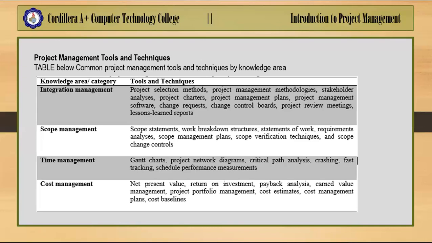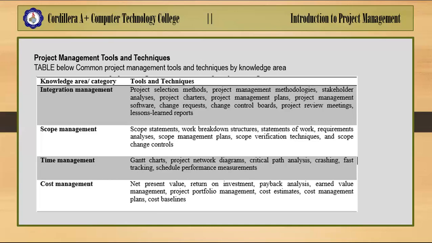So, for the integration management, the tools and techniques are the project selection methods, project management methodologies, stakeholder analysis, project charters, project management plans. You have also project management software, change requests, control boards, project review meetings, lessons learned reports. So yan, integration process. Integrate, di ba?